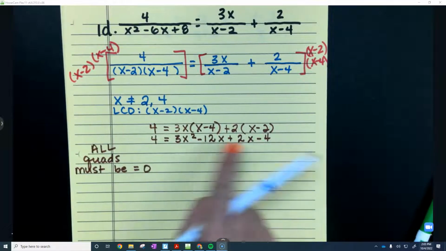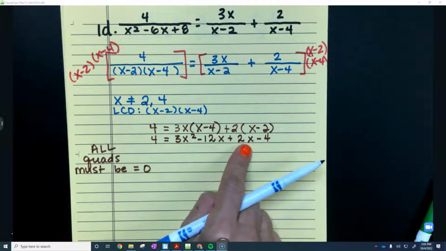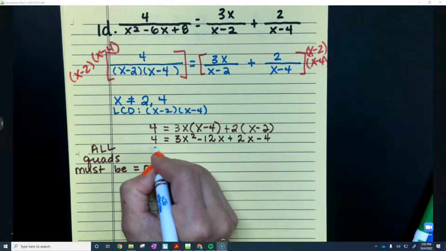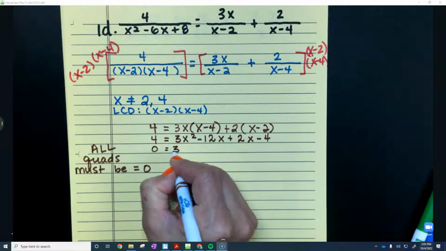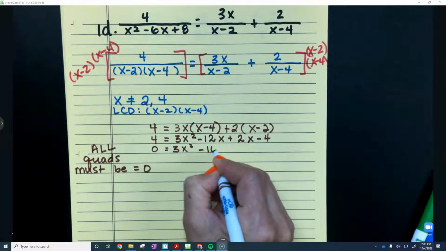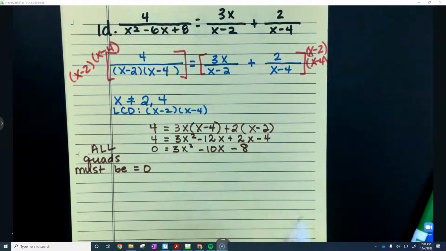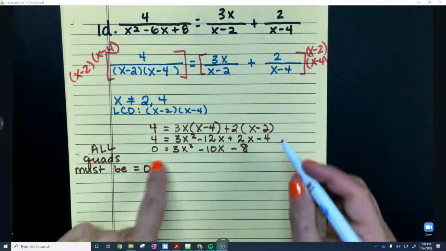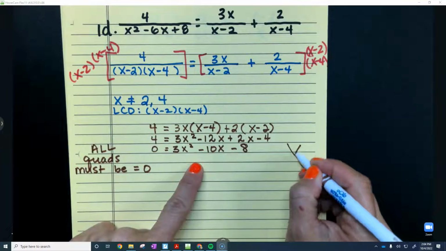So I'm going to subtract 4 on both sides, and I'm going to combine like terms. So we're going to have 0 equals 3x squared minus 10x minus 8. And guys, all of our answers should be solved by factoring for this unit. So in 2.5, everything should be factorable. So let me go ahead and draw my setup here.